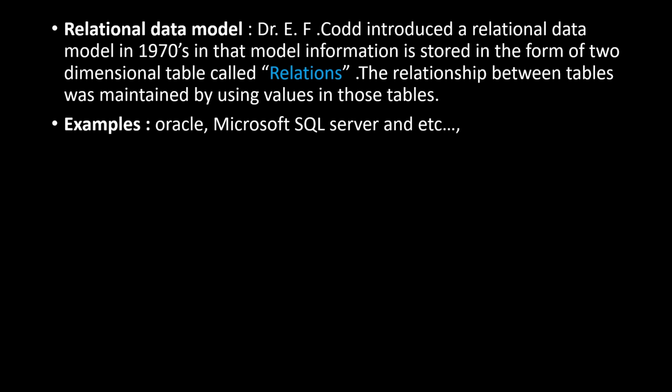To overcome the disadvantage of the network data model, Dr. E.F. Codd introduced the relational data model in the 1970s. In this, we store the data in the form of tables, which are also called relations. The relationship between the tables is maintained by the values in those tables. Examples are Oracle and Microsoft SQL Server.